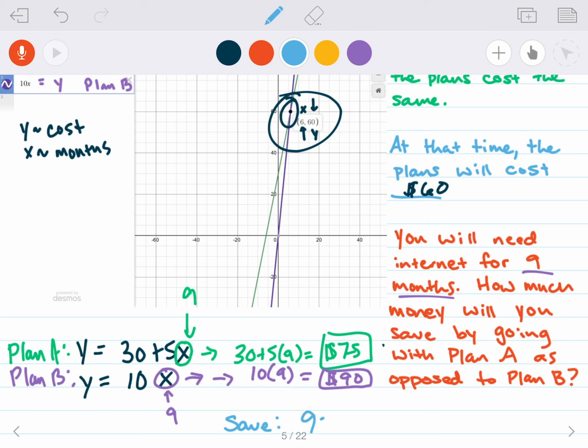So the difference is going to be 90 minus 75, which is equal to 15. So this is my answer here. I'm saving $15 by going with plan A versus plan B.